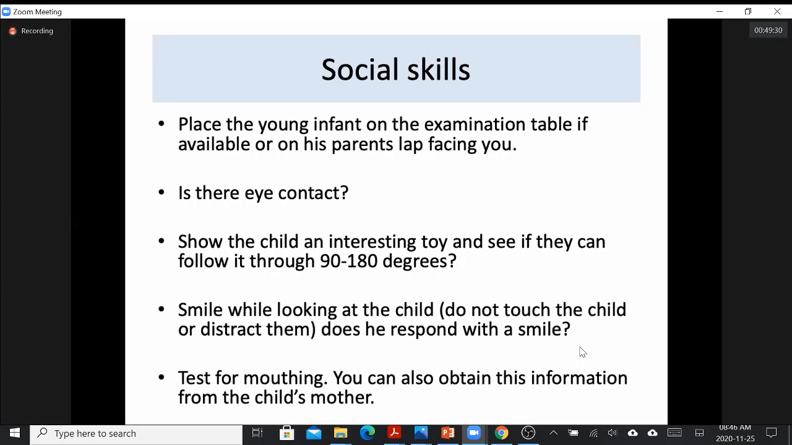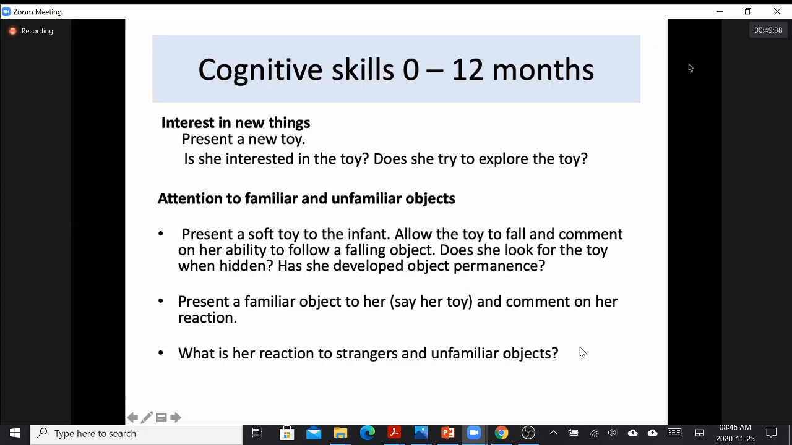Without touching, if we smile at the child, what does he do? Does he respond with a smile? Then we should also test for mouthing. You can also ask the mother. But developmental assessment is a short case in your final year pediatric assessment, and there you cannot talk to the parents unless the examiner says so, because we are assessing your skills of whether you can do this.